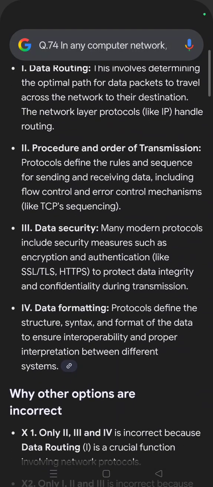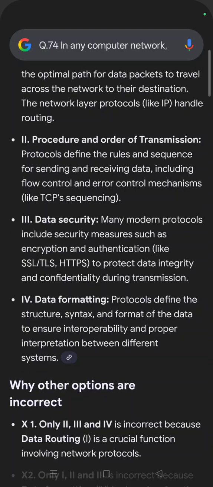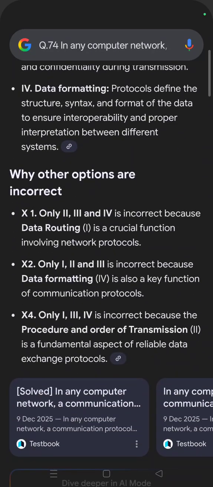Four, data formatting: protocols define the structure, syntax, and format of the data to ensure interoperability and proper interpretation between different systems. Why other options are incorrect?